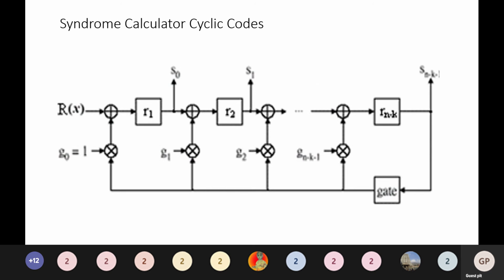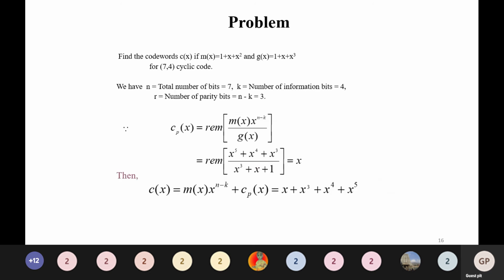So if you look into a problem, we have already seen a 7,4 linear block code. Find the code word C of x if m of x is equal to 1 plus x square, and g of x is 1 plus x cube, for a 7,4 linear block code. So you have to calculate the code word.